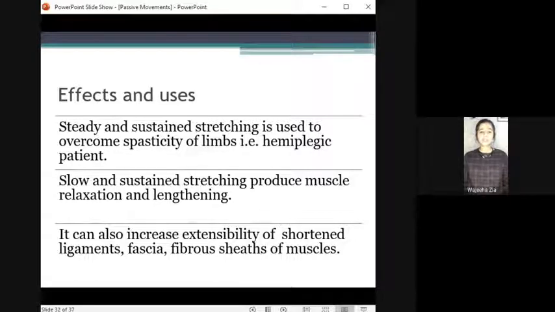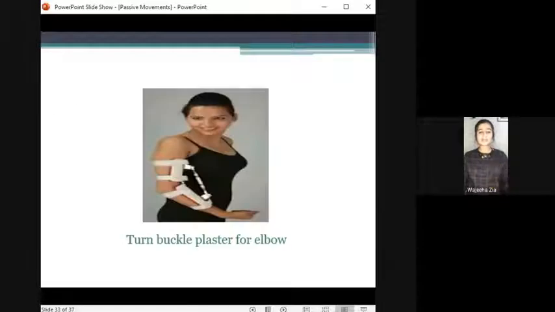Slow and sustained stretching produces muscle relaxation, and when the muscle is relaxed, it will help to gain the length. It can also increase the extensibility of the shortened ligaments, fibers, sheaths of the muscles, and the fascia. So it is applicable for the muscle, for the ligaments, for the fascia, for the fibrous sheath of the muscles. Next is the example of the controlled sustained stretching. This is the picture of turnbuckle plaster for the elbow. It is used for the controlled sustained stretching of the forearm muscles.